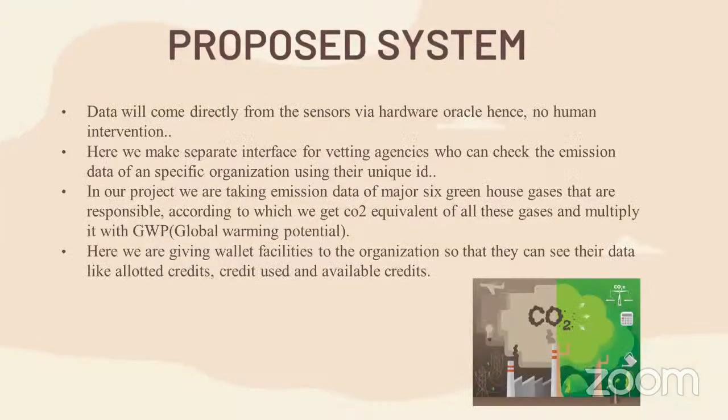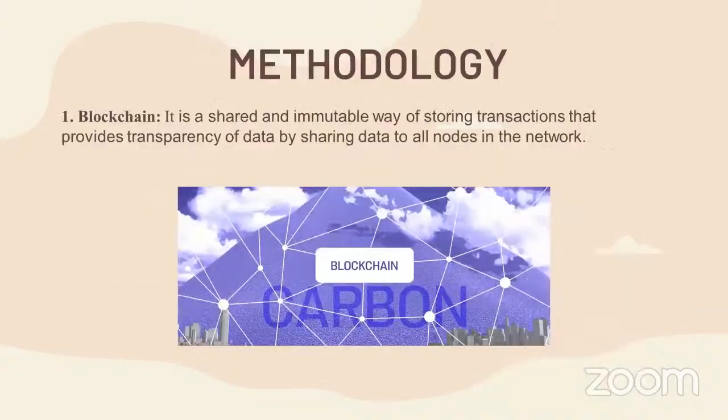So in our project, we are taking emission data of 6 major gases. We get the CO2 equivalent of all these gases and multiply it with global warming potentials. The main key element of our application, as we know, is blockchain, a shared immutable way of storing transactions that can provide transparency of data by sharing data to all nodes in the network.